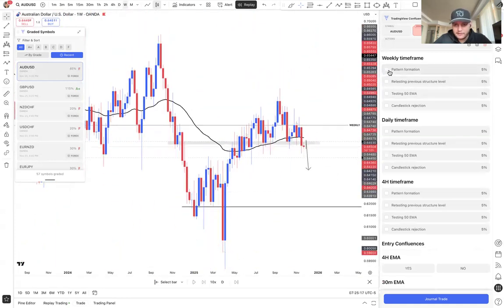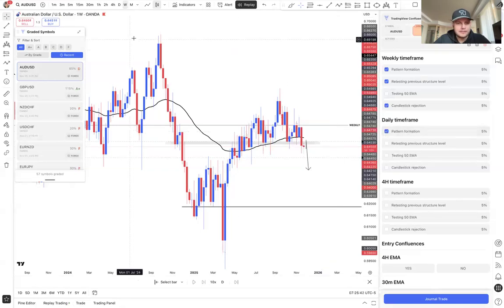We have a head and shoulders pattern. We are retesting the previous structures. We're retesting the EMA. I wouldn't necessarily say we're retesting the EMA. I think this would count more as an EMA retest than what we have at the moment. But we do have a candlestick rejection to the downside with a bearish engulfing.